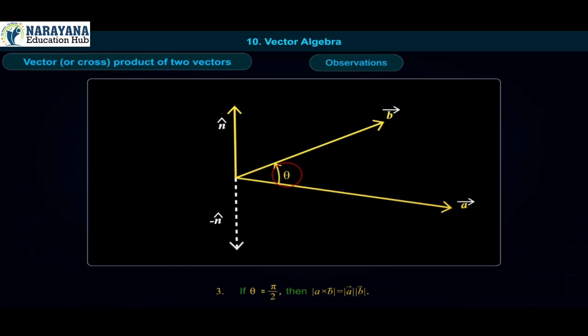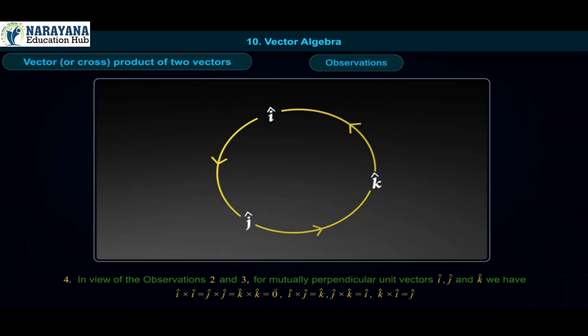Number 3. If theta is equal to pi by 2, then modulus of vector A cross vector B is equal to modulus of vector A into modulus of vector B. Number 4. In view of the observations 2 and 3, for mutually perpendicular unit vectors i cap, j cap and k cap, we have i cap cross i cap is equal to j cap cross j cap is equal to k cap cross k cap is equal to the zero vector. i cap cross j cap is equal to k cap. j cap cross k cap is equal to i cap. k cap cross i cap is equal to j cap.